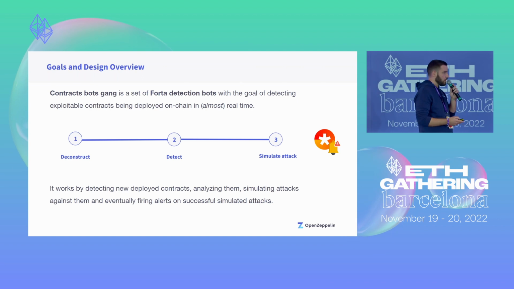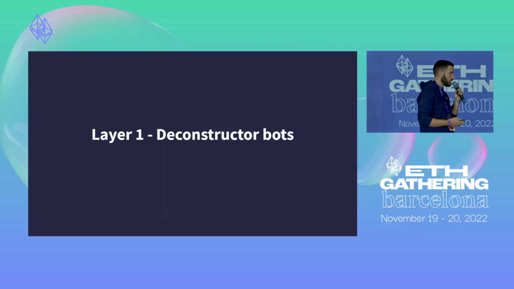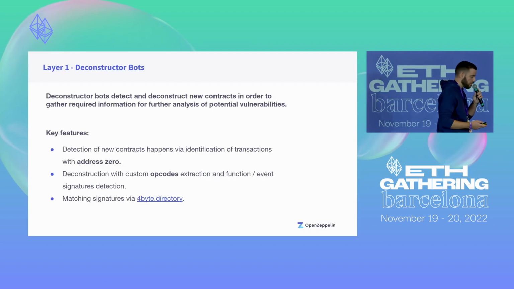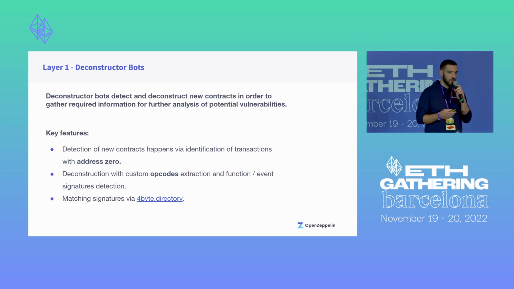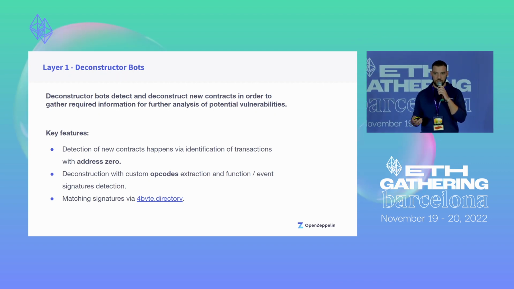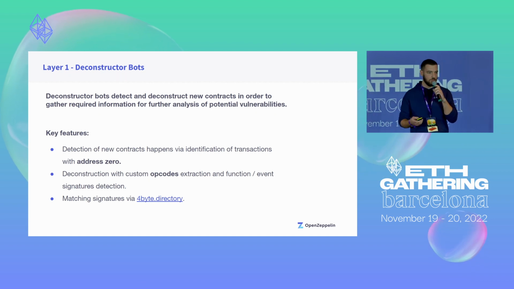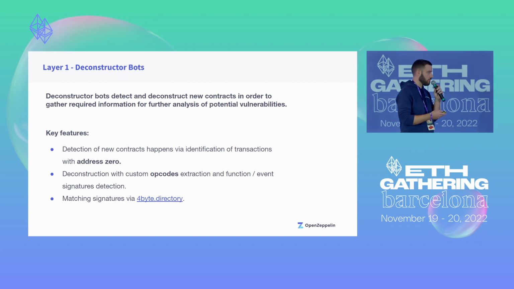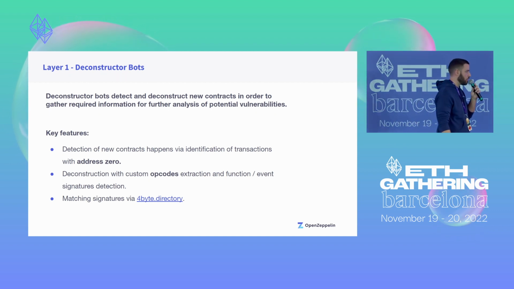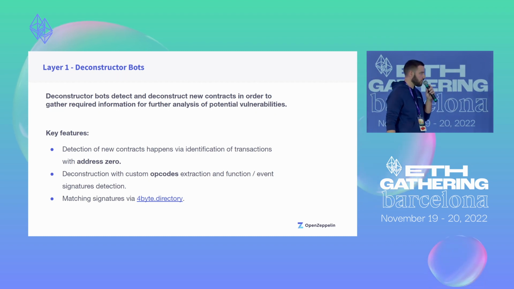So let's go step by step. First step, layer 1, the constructor bots. This is in plural because you can actually think about many ways of deconstructing a contract. In the repo, you will find the very first example of one deconstructor bot. But you can think of many other ways of doing this. The one that you will find in the repo is a pretty simple one.